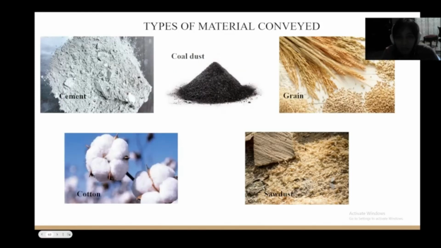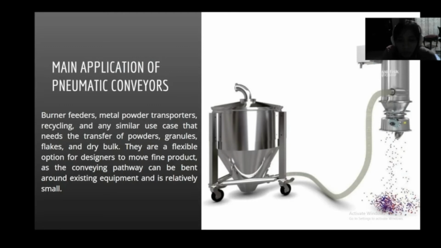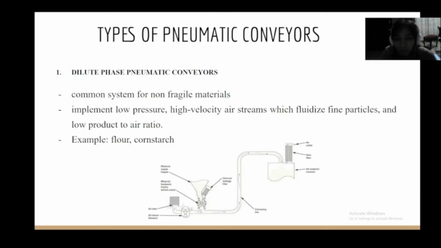Here are the types of material conveyed by pneumatic conveyors: cement, coal dust, grain, cotton, and sawdust. Main applications of pneumatic conveyors are burner feeders, metal powder transporters, recycling, and any similar use case that needs the transfer of powders, granules, flakes, and dry bulk. They are a flexible option for designers to move fine products as the conveying pathway can be bent around existing equipment and is relatively small.